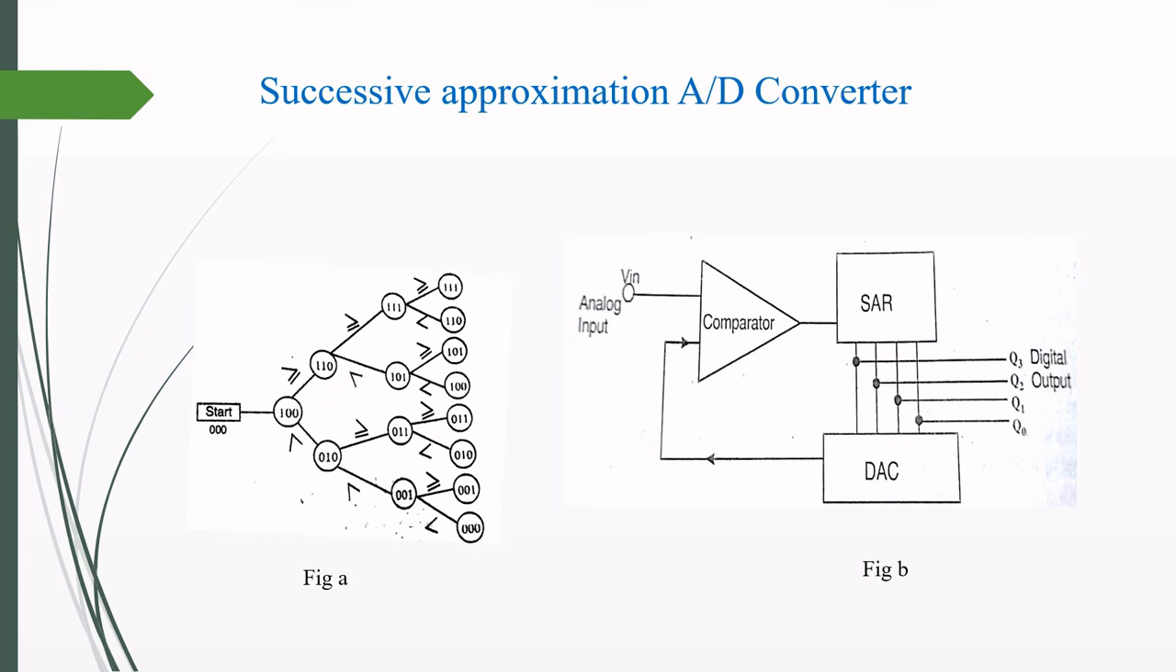Figure B shows block diagram of successive approximation type A to D converter. Here you can see comparator is used, then successive approximation register is used and programmable counter is used. First, the successive approximation register is initiated by making MSB high. So its output is 100. This is converted into analog voltage by DAC circuit. The output of DAC is compared with input by comparator. The comparison is successively carried out as shown in the figure by making binary search.